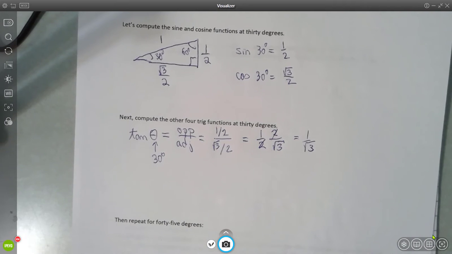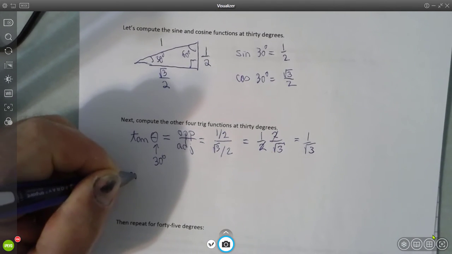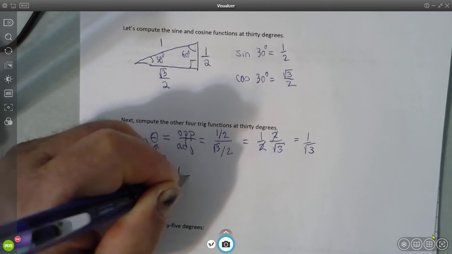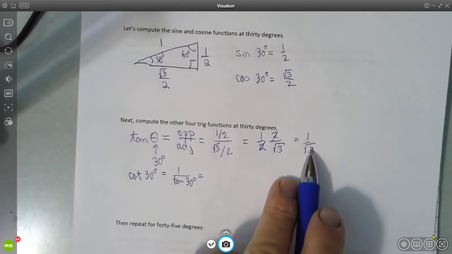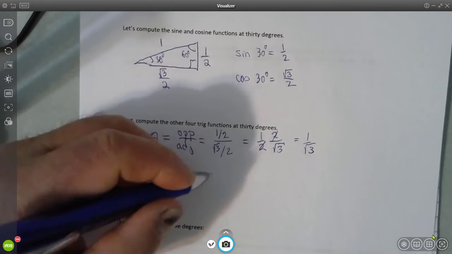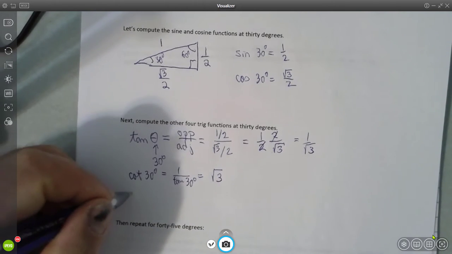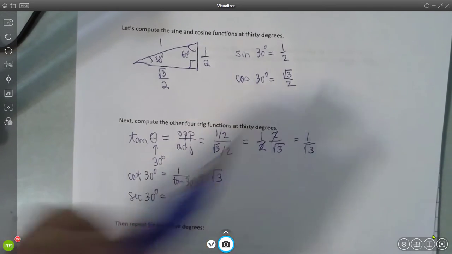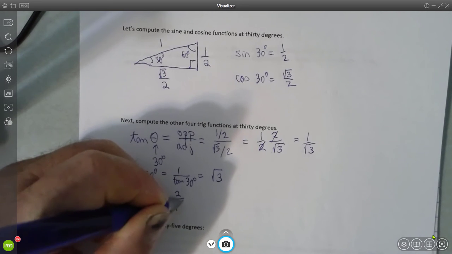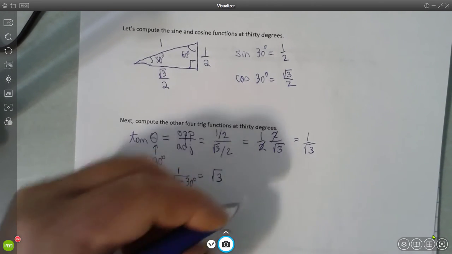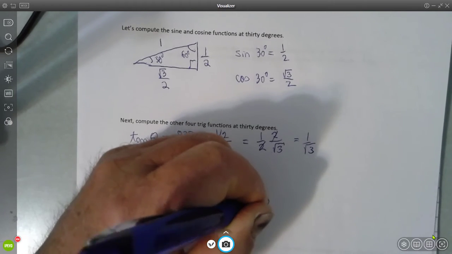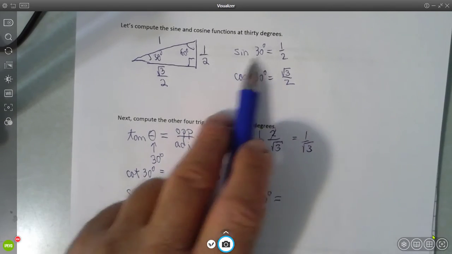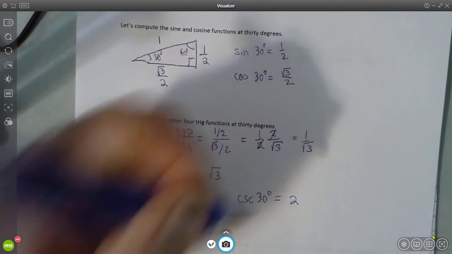Okay, it turns out we're really pretty well done now, because the cotangent of 30 is 1 over the tangent of 30. And that's going to be 1 over 1/√3, the reciprocal, which is just √3. The secant of 30 is 1 over the cosine, so it's 2 over √3, the reciprocal of √3/2. And the cosecant of 30 degrees is the reciprocal of the sine. So the reciprocal of 1/2 is 2. We've got that one done.